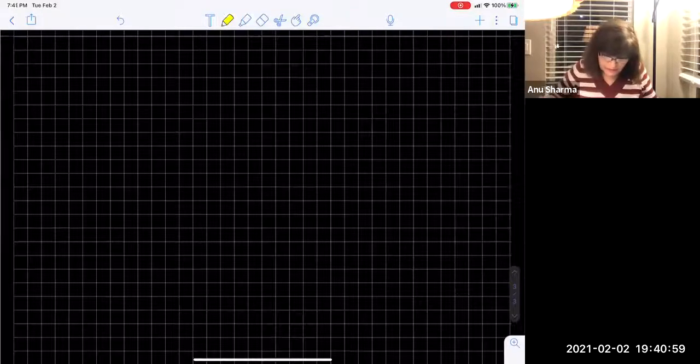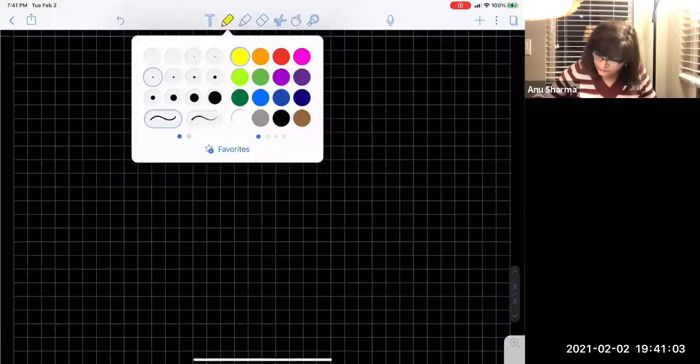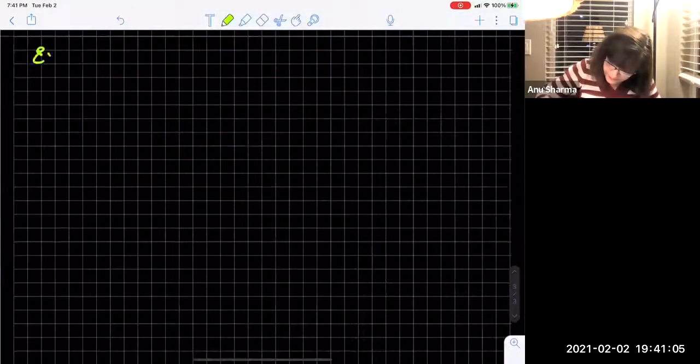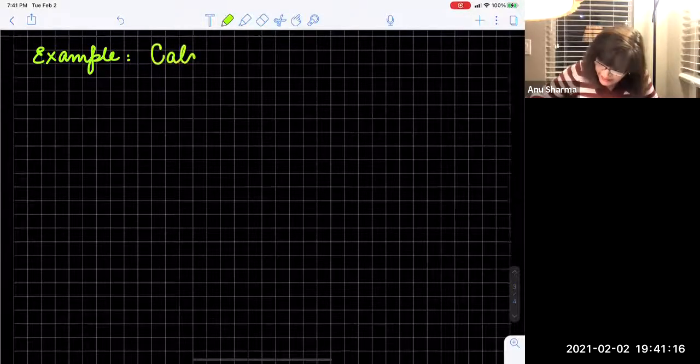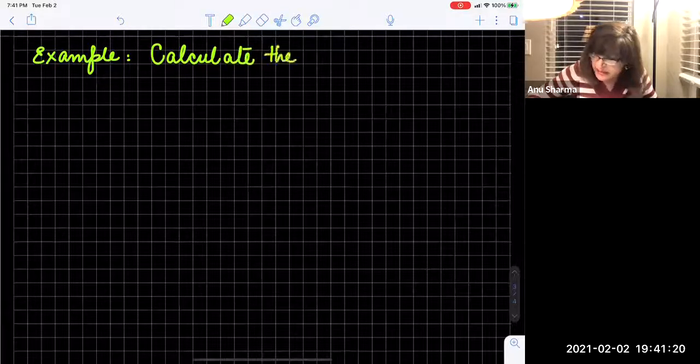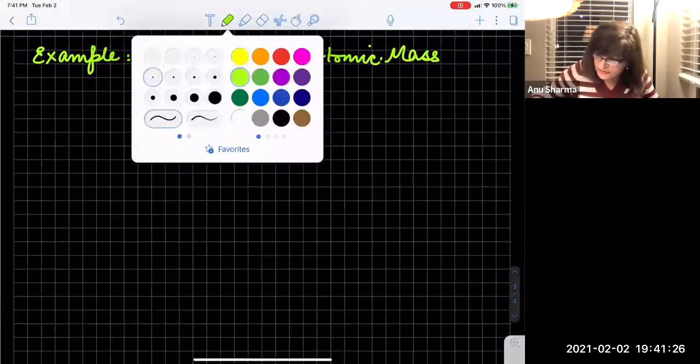So let us say one more example here. One more example is that of, let's say, chlorine. And this is again an exam question. So here are these two isotopes of chlorine, and they're saying calculate. So the question is, calculate the atomic mass of these isotopes. And what are those isotopes?